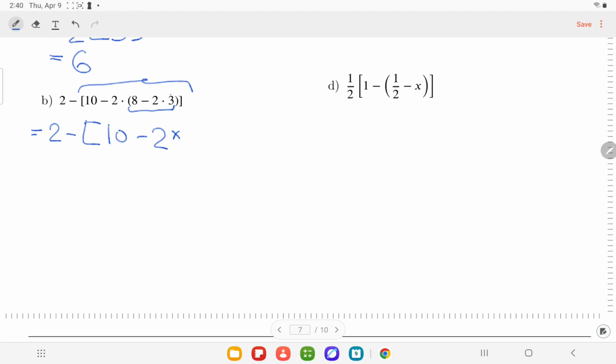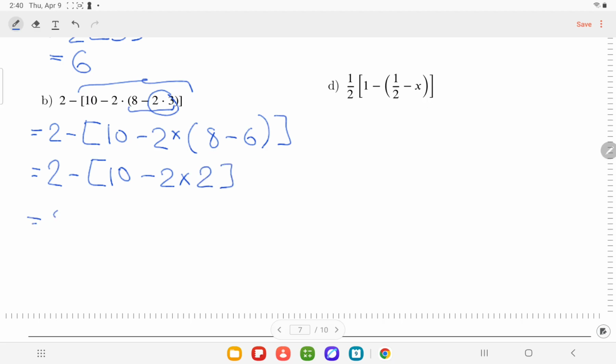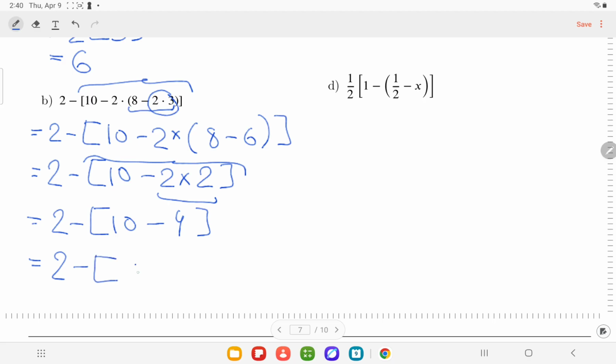So we have multiplication, so we want to do that first. So we end up with 8 minus 6. And then we want to fully solve this inner bracket. So 8 minus 6 is 2. And then we want to solve this big bracket, and we have multiplication, so we want to do that first. So we have 10 minus 2 times 2, which is 4. And 10 minus 4 is 6. So we end up with 2 minus 6, which is negative 4.